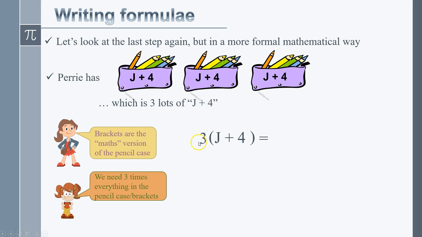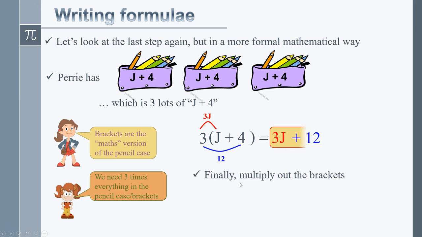Now, the reason this is important, if I didn't have these brackets here, I'd have 3 times J, but I wouldn't have 3 times 4. We need 3 lots of everything. So let's work out what happens now when we multiply out the brackets. So here we go. So 3 times J. There's our 3J. And now the other bit I've got to do is 3 times 4. There it is. And 3 times 4 is 12. So there's the 3J plus 12.